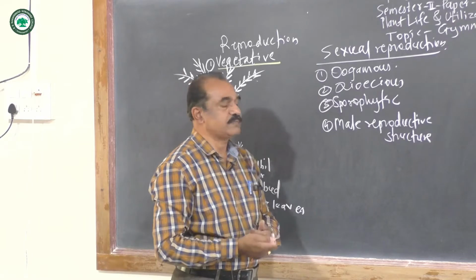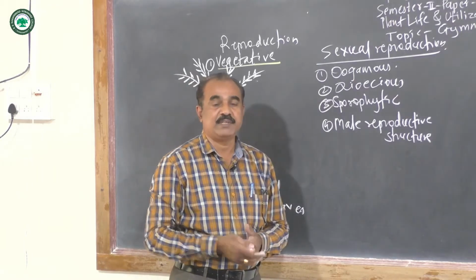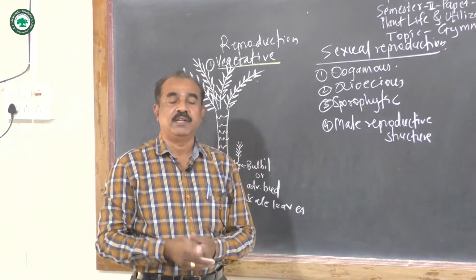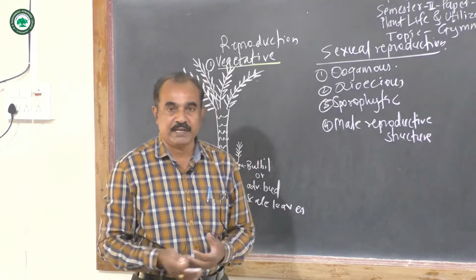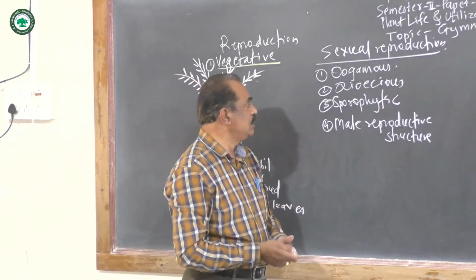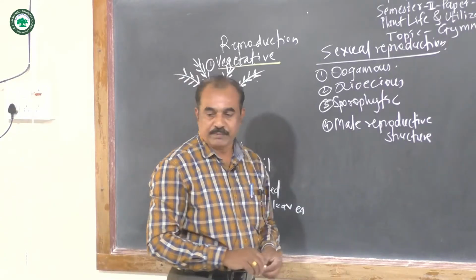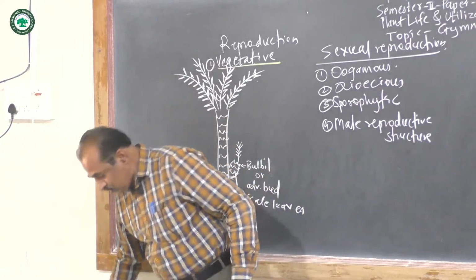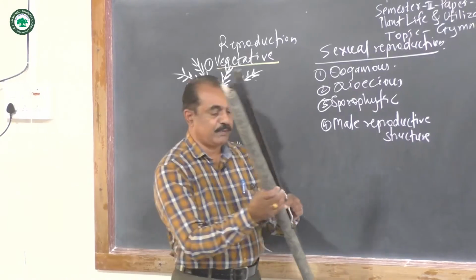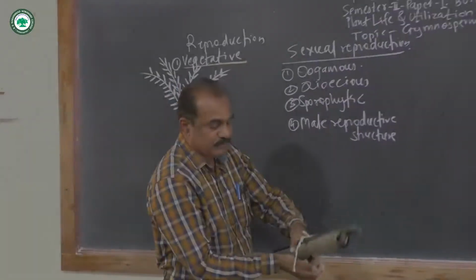Now the plants are sporophytic in nature. That means they give spores, that means they give the microspore and megaspore, so it is called a sporophytic plant. Now first, the male reproductive structure. So we are going to study the first part, that is the male reproductive structure.